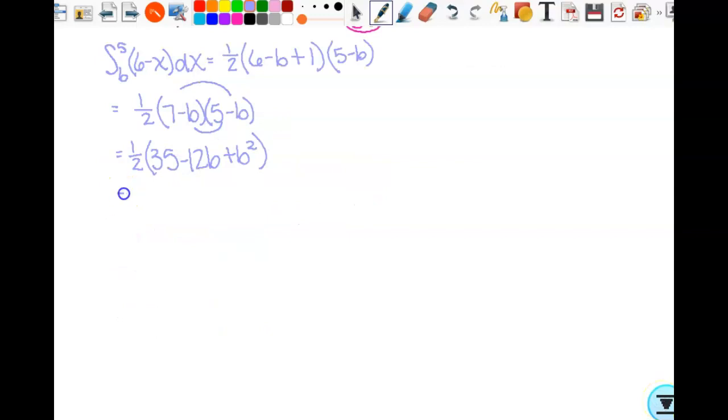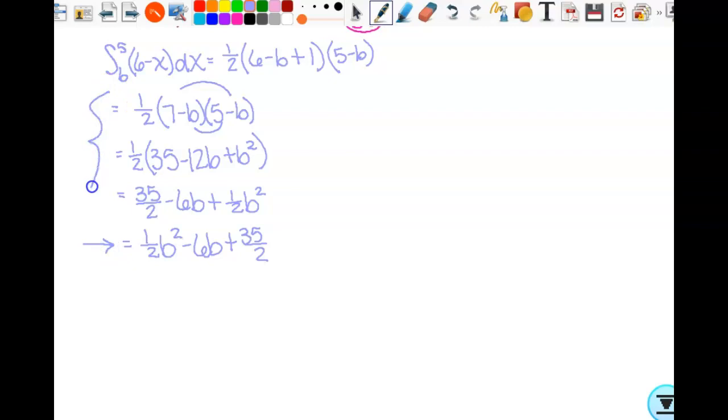Or we could distribute and get 35 over 2 minus 6b plus 1/2 b squared. Maybe that's what it looks like. Or maybe they put it in standard form and you get 1/2 b squared minus 6b plus 35 over 2. If that's the case, I would think you probably would need to write that one down, but you would want to go through these steps so that you don't make an easy error in your brain when you're trying to match them up.